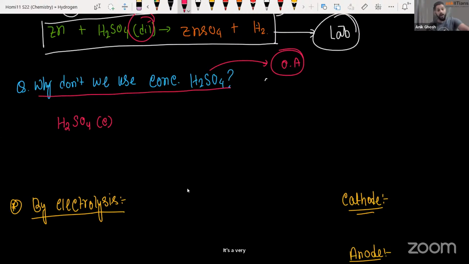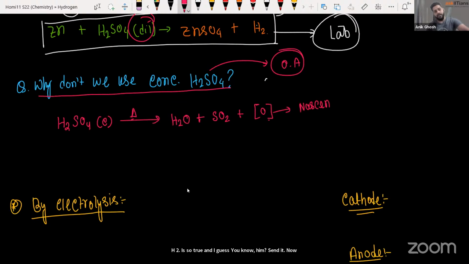Now, what do I mean by that? And how is it oxidized? First, guys, when you heat concentrated H2SO4 up, it would form H2O, SO2, and I guess you know him, nascent oxygen, isn't it? Now, guys, you know that nascent hydrogen is a very reactive element, and nascent oxygen is also a very reactive element. Nascent hydrogen is a very good reducing agent, so nascent oxygen would be a very good oxidizing agent.